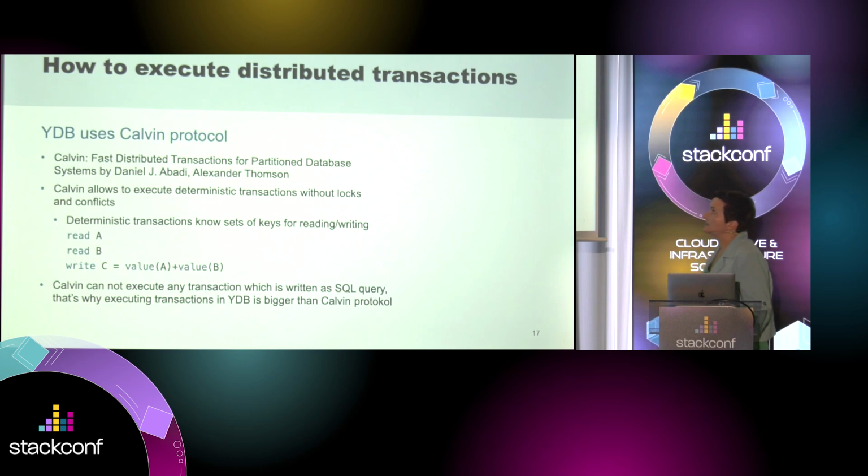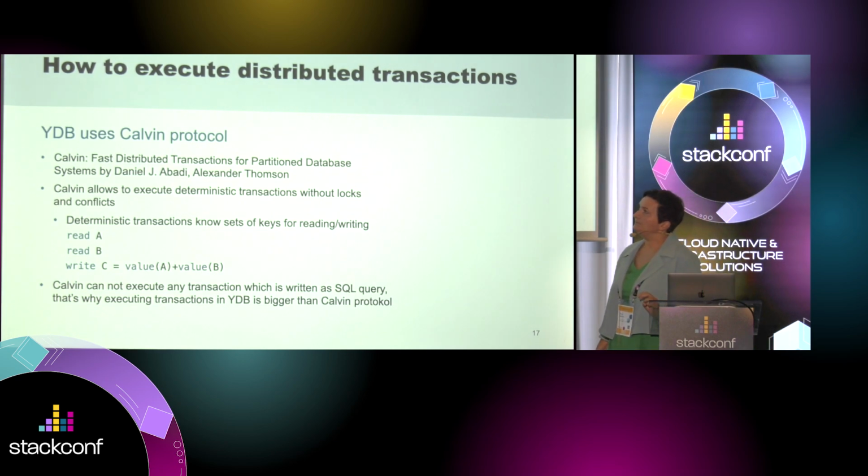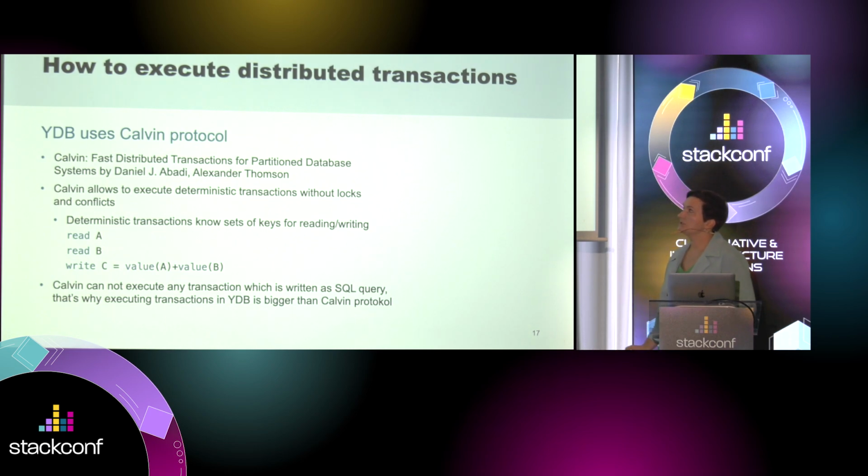How to execute a distributed transaction? YDB uses the Calvin protocol, and the Calvin protocol allows executing deterministic transactions without locks and conflicts. What does deterministic transaction mean? A deterministic transaction is a transaction that knows its keys for reading and writing.